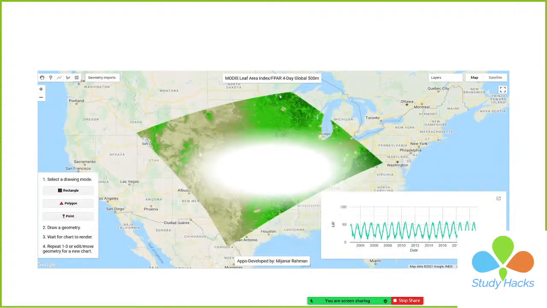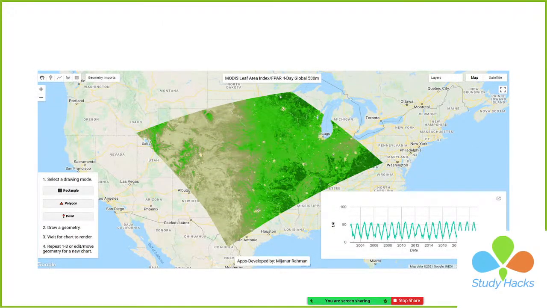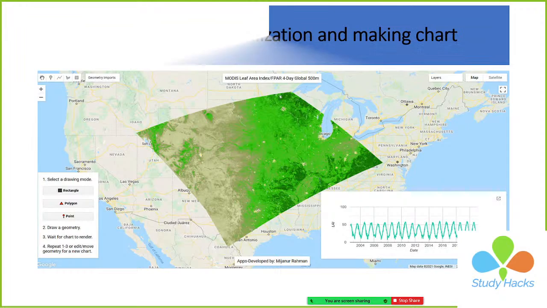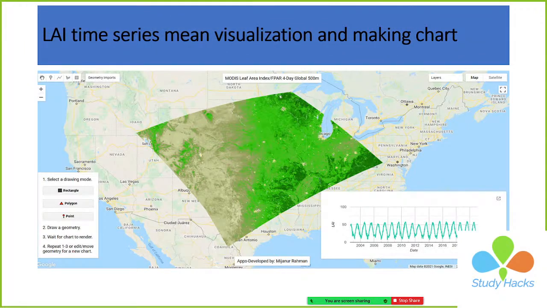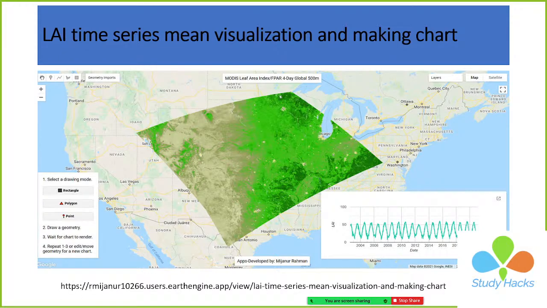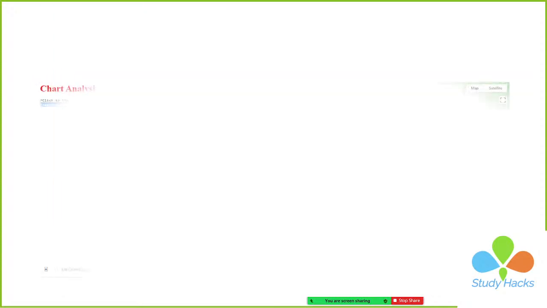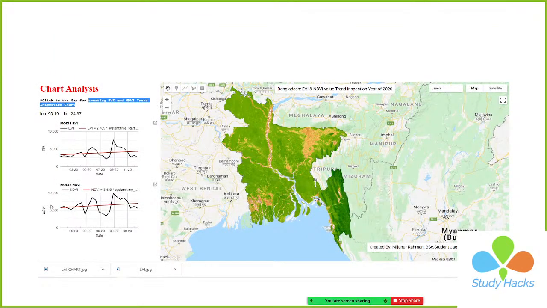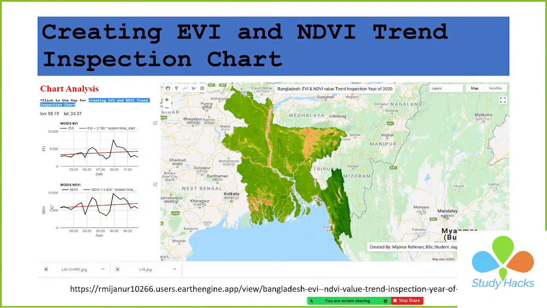This is another one, for the MODIS leaf area index. Basically, we can easily get the leaf area index with time series analysis. We can draw your ROI, then you can easily get this data. And this is the web application link, from which we can easily access this web application. This is another one for NDVI and EVI, which I already tried to show you. And this is the web application link.